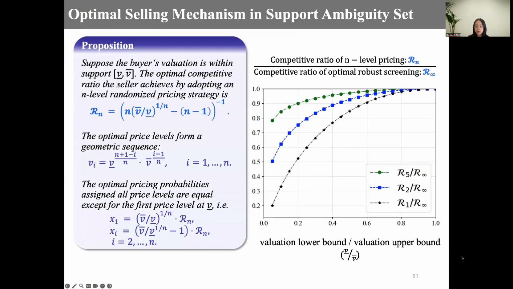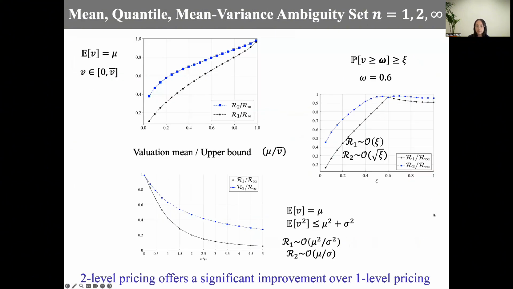For example, in the support ambiguity set, we compared the competitive ratio under different menu sizes and the competitive ratio achieved by the optimal robust screening scheme with infinite price levels. So here we plot the ratio by one-level pricing in black, two-level pricing in blue, and five-level pricing in green. So it shows that for any given support information, there is a significant improvement from one-level pricing to two-level pricing. And even if we only have 5 price levels, the competitive ratio is close to that of the robust screening scheme. And we also have similar observations for the mean ambiguity set, quantile ambiguity set, and mean variance ambiguity set.